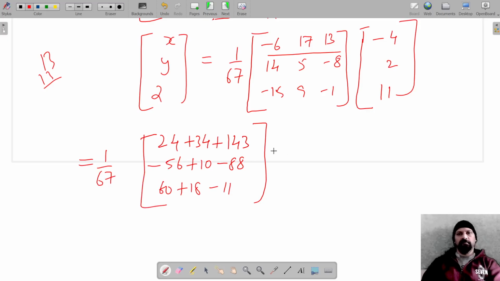So this is equal to 1 by 67 times: 24 plus 34 is 58, plus 143 gives 201.